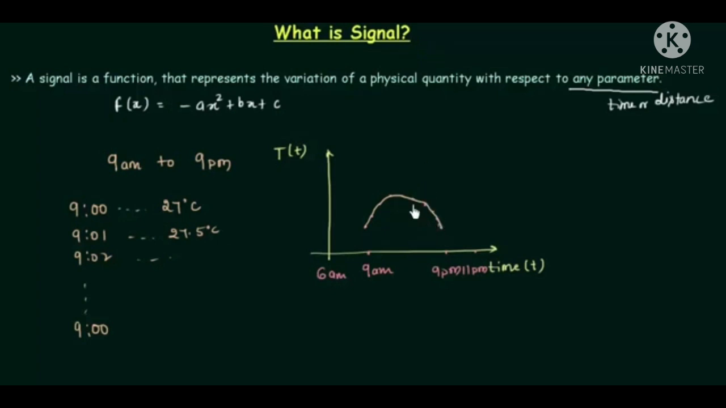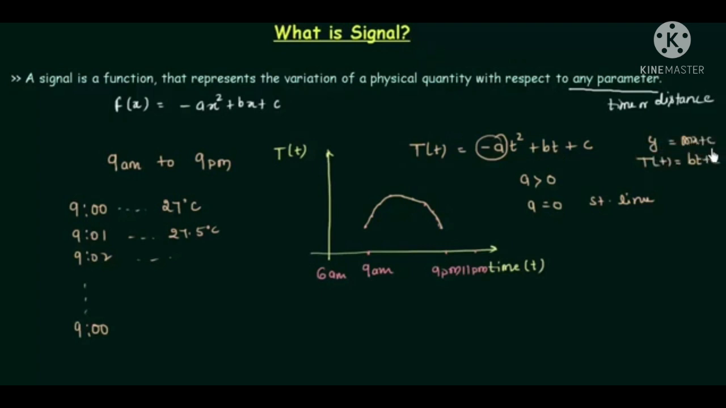This particular function is a downward parabola, and it has the equation minus a t square plus bt plus c. This minus a shows that we will have a downward parabola, and there is one condition for that: a must be greater than 0. If a is equal to 0, we will have a straight line, because it becomes bt plus c. This is the equation of a straight line, y equals mx plus c, where c is the intercept. And if a is less than 0, we will have an upward parabola.